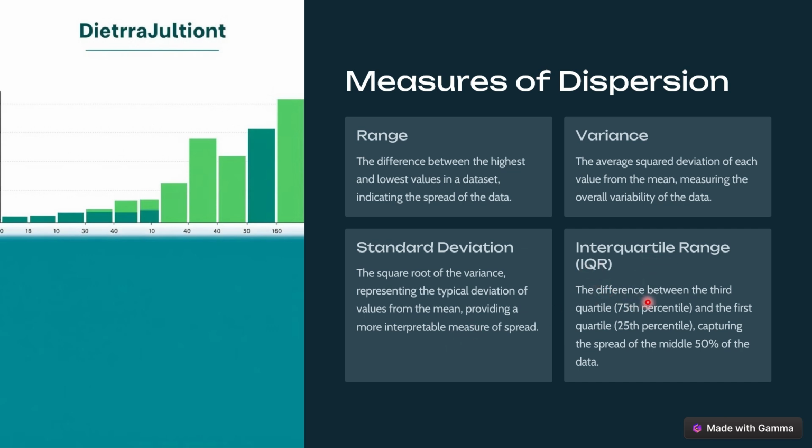The IQR measures the spread of the middle 50% of your data. It is calculated by subtracting the first quartile, the 25th percentile, from the third quartile, the 75th percentile. The IQR is particularly useful for identifying outliers and understanding the spread of the central portion of your data.